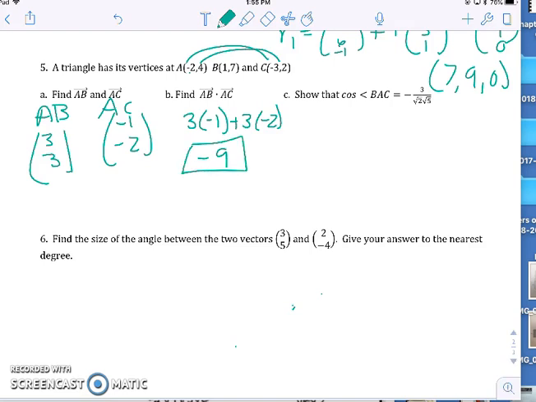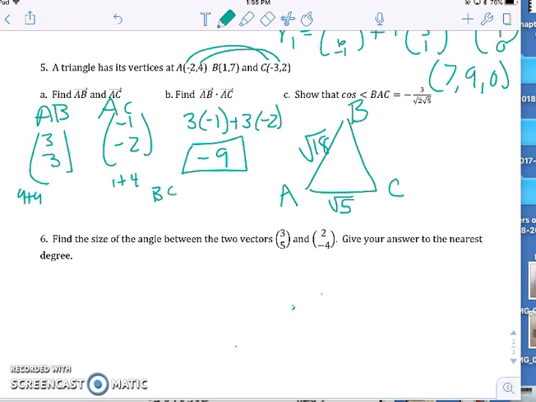And now we're asked to show the cosine. So let's think of this as triangle ABC. So we found AB is (3, 3). Well, if we were to find the magnitude of that, that would be 9 plus 9, 18. So we have the square root of 18. The magnitude of AC, if we square those, 1 plus 4, square root of 5. So let's see what BC is. So B to C, 1 to negative 3, down 4, 7 to 2, down 5. So we'd have 16 and 25, so square root of 41.